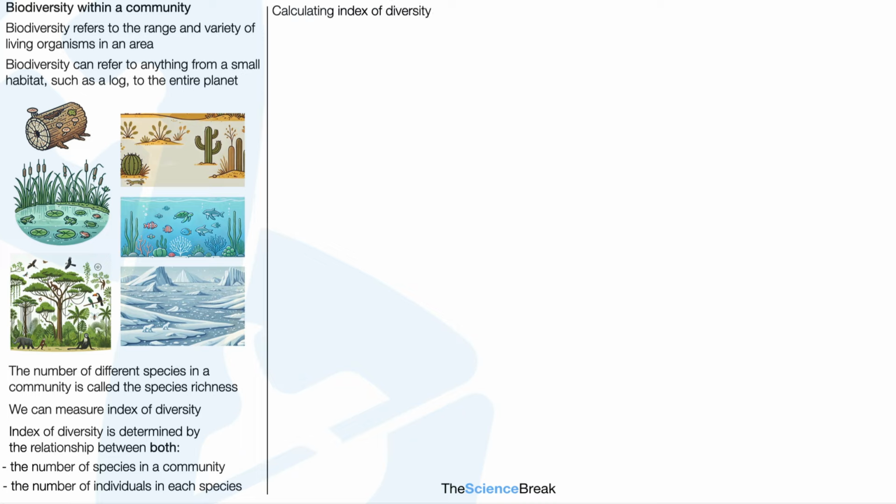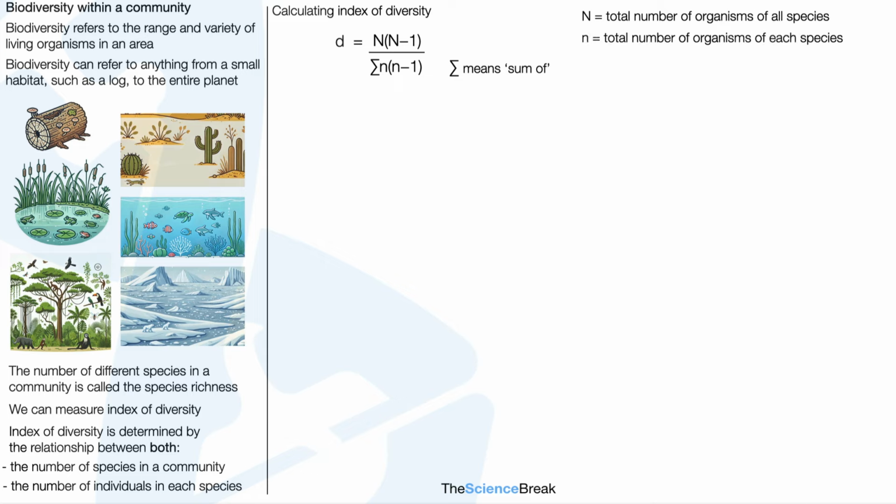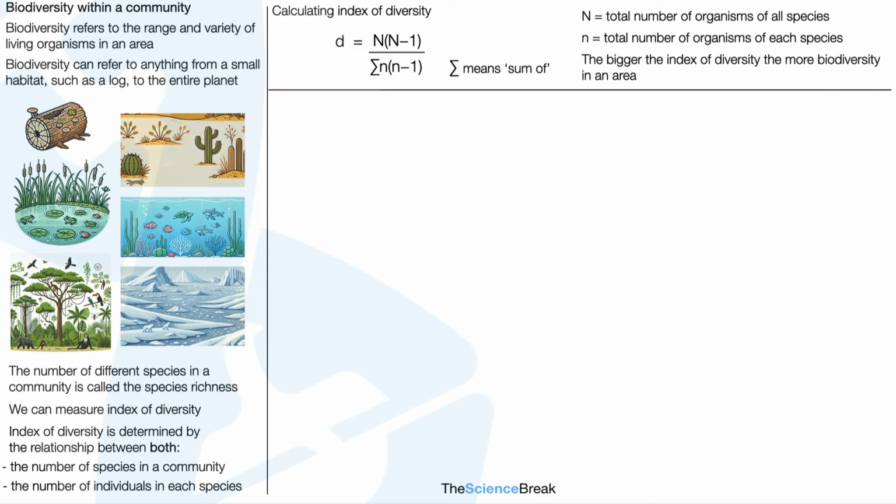We can calculate an index of diversity, and this is the formula. Every question I've seen on this has given this formula, but it is mentioned in the spec, so it might be worth just knowing and remembering it. So let's take a look at what it means. This symbol means the sum of, or the total of, and capital N is the total number of organisms of all species, and lowercase n is the total number of organisms of each species. The bigger the index of diversity, the more biodiversity there is in an area. So let's take a look at an example.